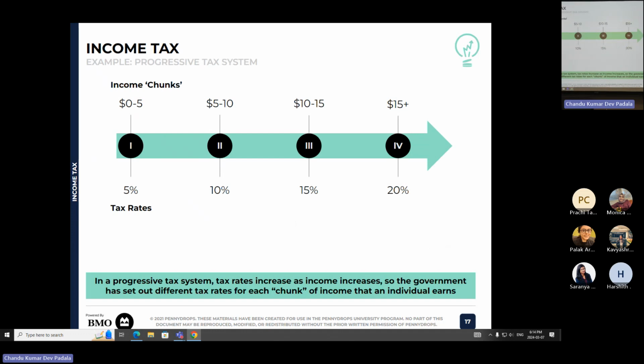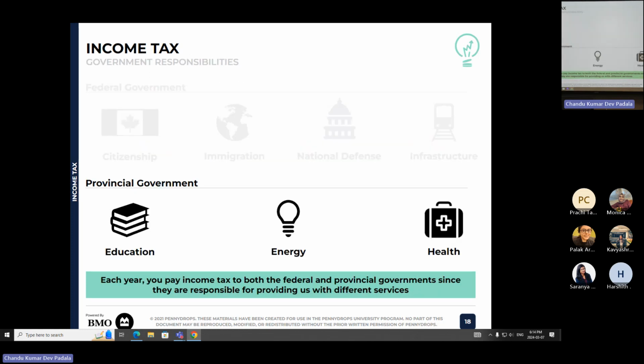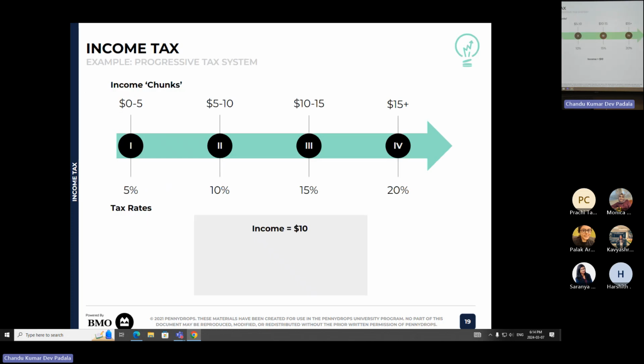In Canada, income tax is based off of a progressive tax system. So it works in essentially chunks. We'll provide you an example later on, but essentially, this is just an example here, if you're making income between $0 and $5, you'd be taxed at 5%. And then anything after $5, from the 5 to 10 range, would be at 10%, and so on and so forth. As for the provincial government, they use the taxes for education services, energy, and healthcare.